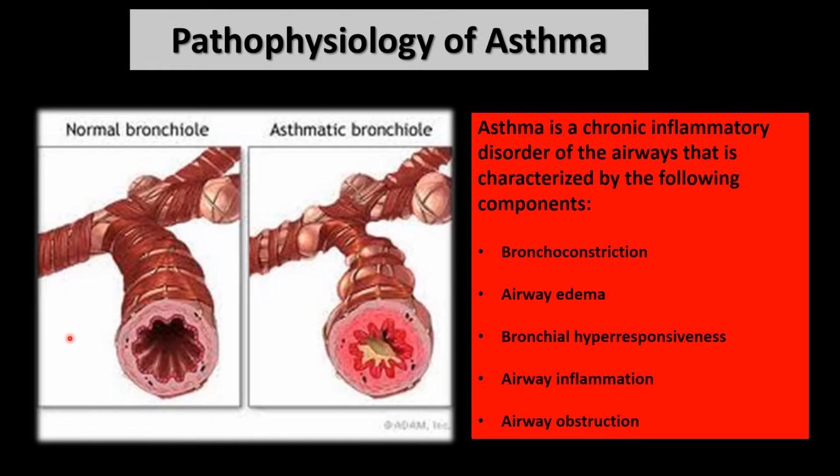On the left, we have a normal bronchiole, which has a nice relaxed bronchial smooth muscle and a nice dilated airway, allowing for good airflow in and out. And then on the right, we have my bronchiole, which is constricted with tons of inflammation and a buildup of airway secretions, causing really poor airflow.